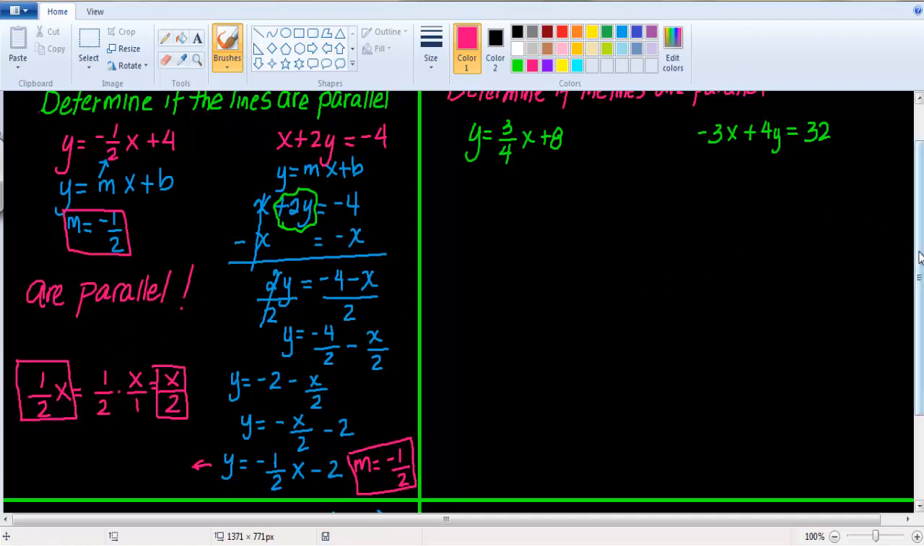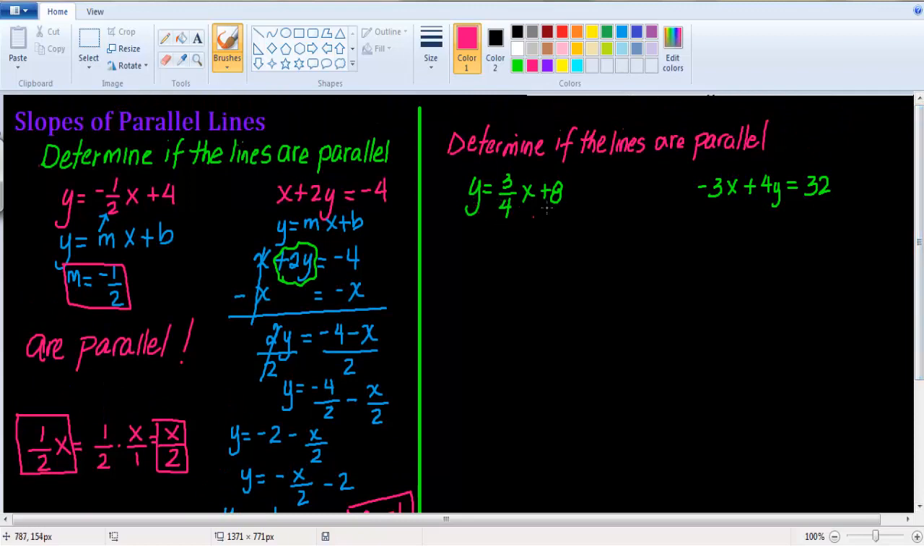Let's do the second example. In this example, this equation is already in slope-intercept form. That means y is equal to mx plus b. That means m is equal to 3/4.